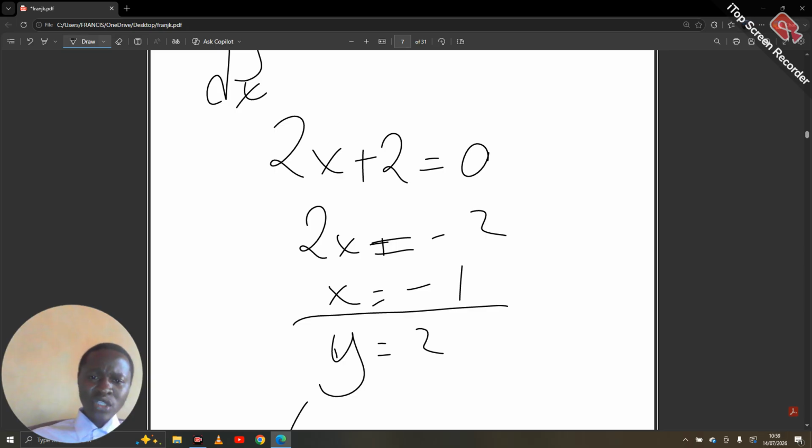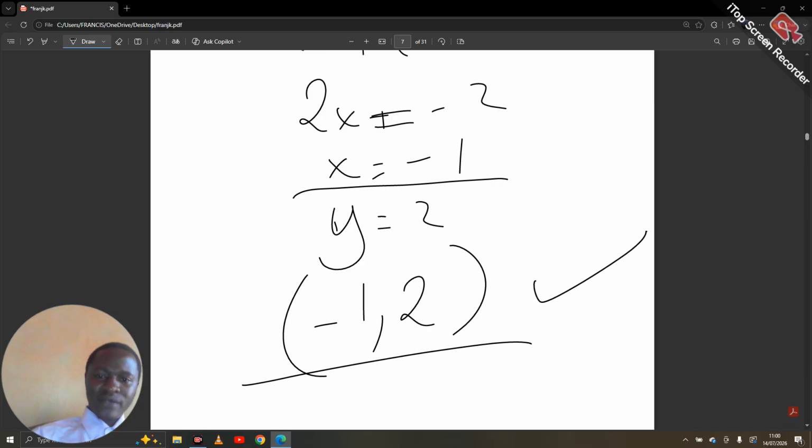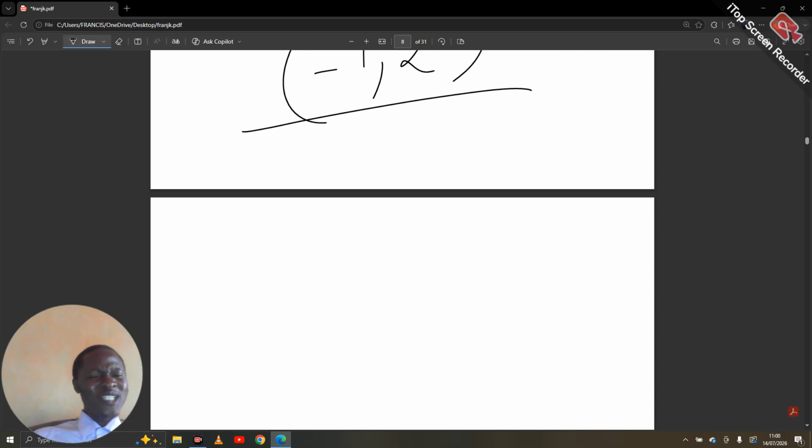Great. So what is the point? Negative 1, 2. Tick. Then you continue. Already, you've answered the first part of the question. Remember the question read, identify the stationary point on the curve y equal to x squared plus 2x plus 3. And already you've answered that question by getting the stationary point as -1, 2. Now answer the second part.